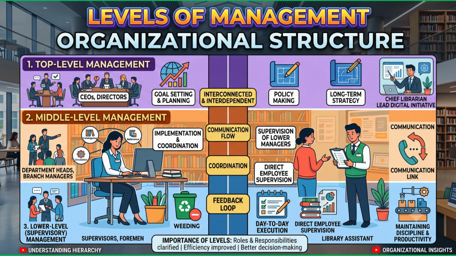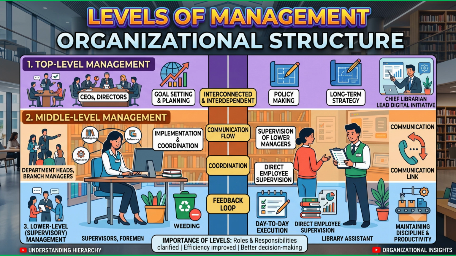Levels of management. Management in any organization is structured into different levels to ensure efficient functioning, proper coordination, and effective decision-making. These levels represent a hierarchy of authority and responsibility, where each level performs specific roles and functions. The concept of levels of management helps in dividing work, clarifying responsibilities, and maintaining order within an organization. In general, management is divided into three main levels: top-level management, middle-level management, and lower-level, supervisory, management.